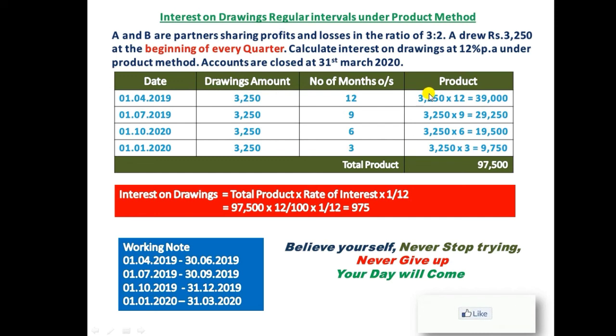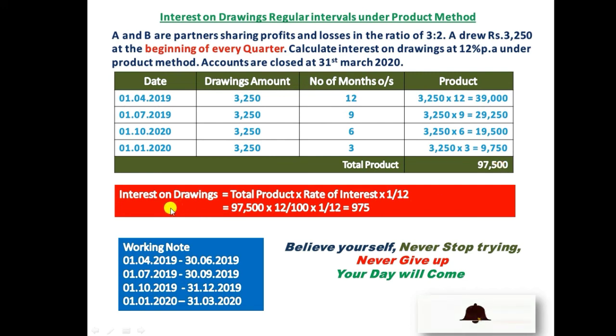Then we need to calculate the product. So already we know very well, drawings amount into number of months outstanding. Drawings amount is 3,250. Number of months outstanding is 12. We'll get 3,250 into 12, 39,000. 3,250 into 9 will get 29,250. 3,250 into 6 is 19,500, and 3,250 into 3 will get 9,750. And we should total the product. When we total, we'll get 97,500 rupees as the total product.